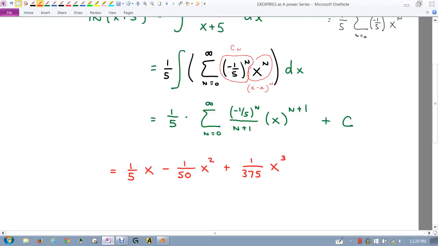And then we keep going. Understand? Plus dot, dot, dot. Next one would be minus, but who cares? That is the power series expansion.